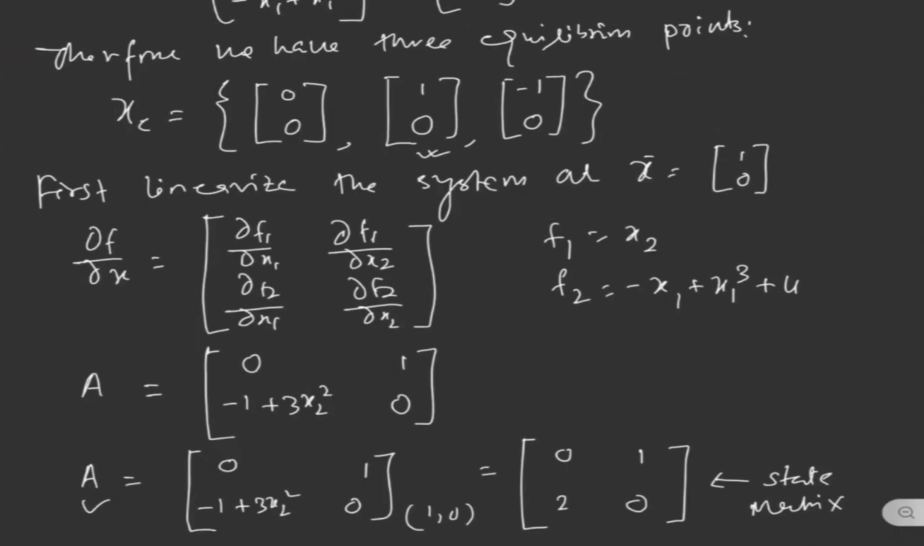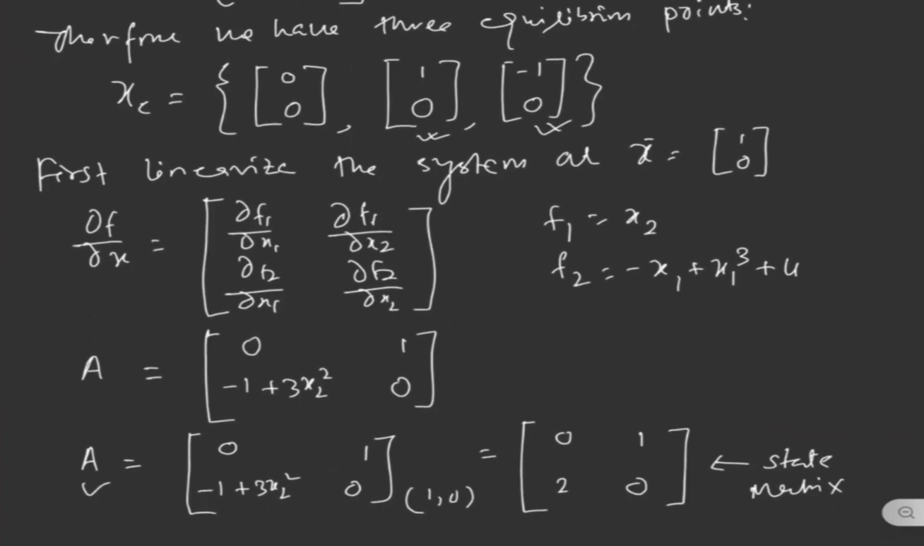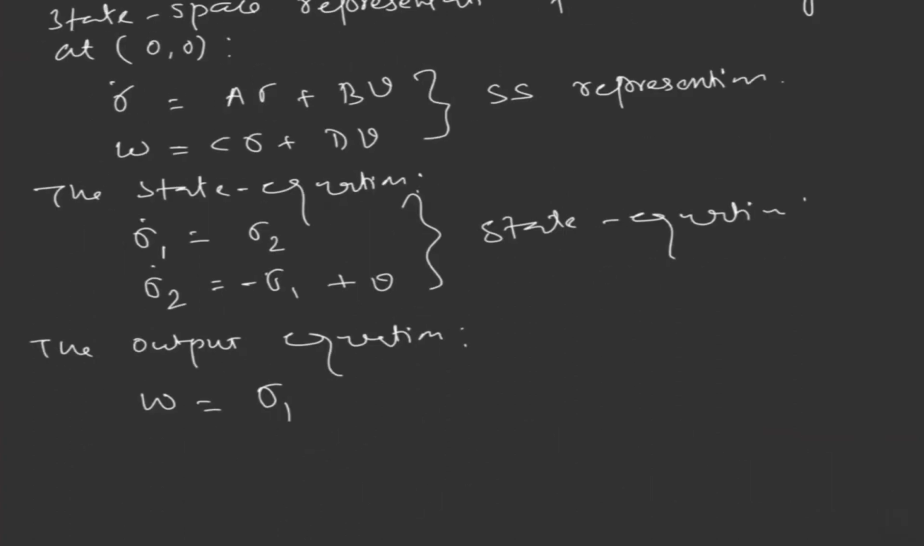Also, in the same way you can find the linear model of the nonlinear system at equilibrium point -1, 0. This is the homework for you. So this is how we define the linear model of a nonlinear system through the concept of linearization.